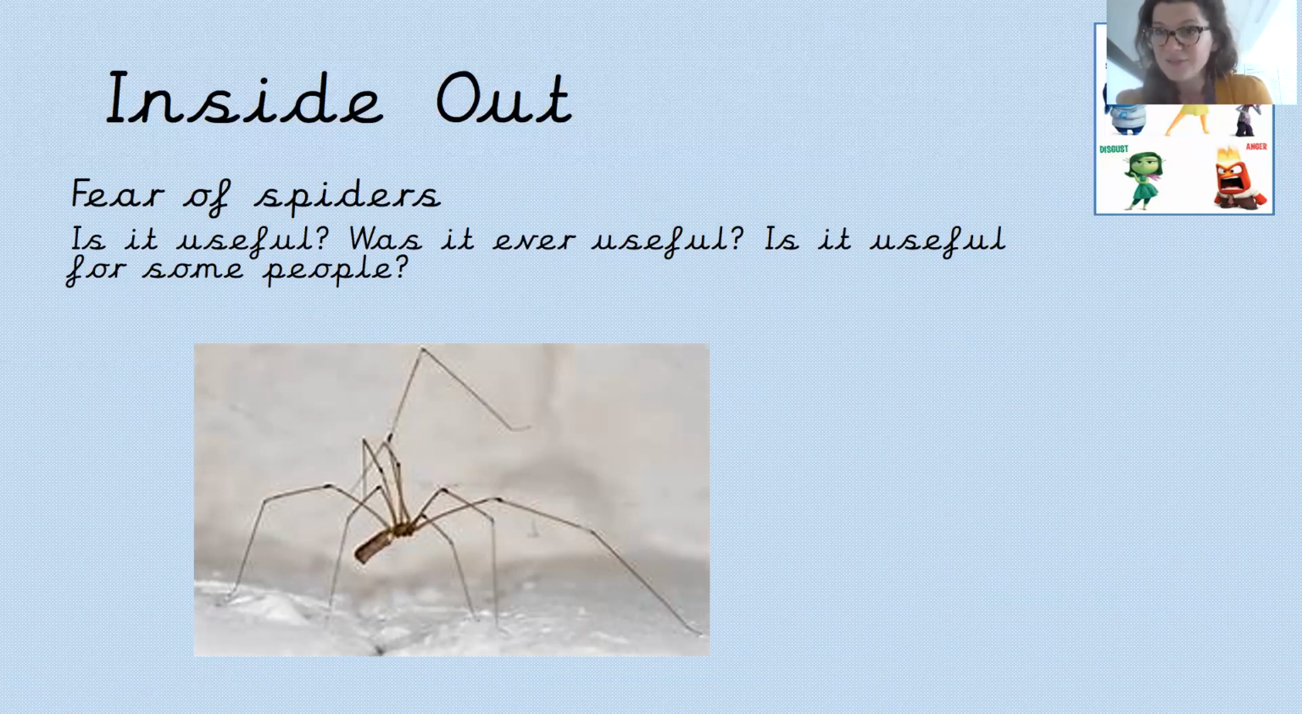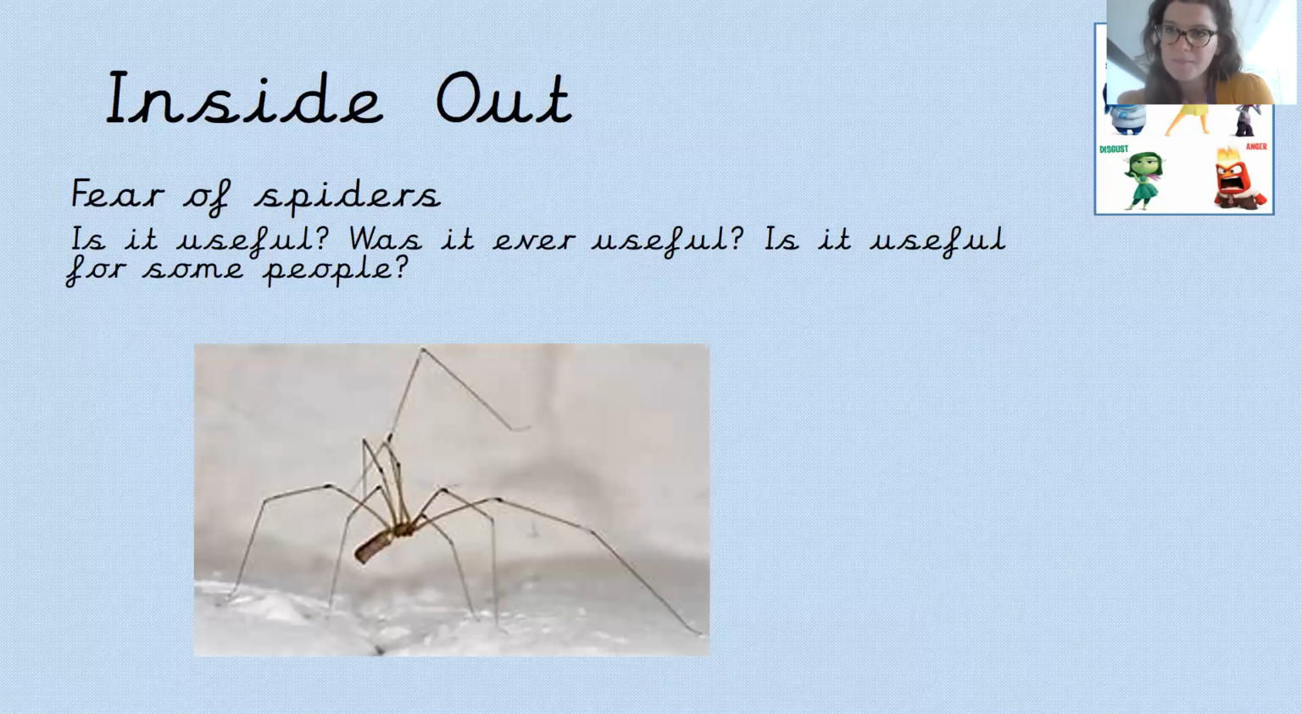they were living in caves. They probably had a lot of spiders around, and they might have lived near spiders that were dangerous. So it might have been a useful thing for them to be scared of spiders because they should have been scared of spiders. If a spider is poisonous, then you need that fear to make sure that you don't get stung and to keep you safe.